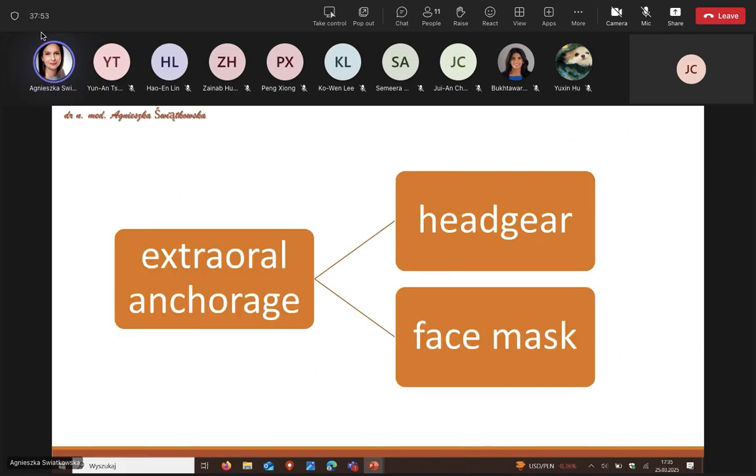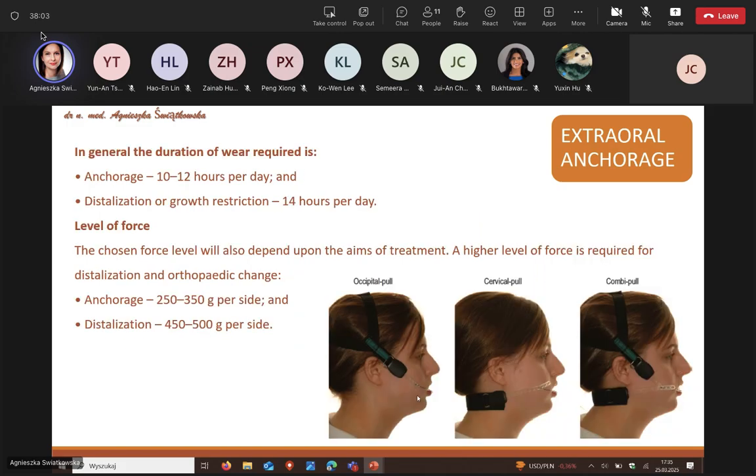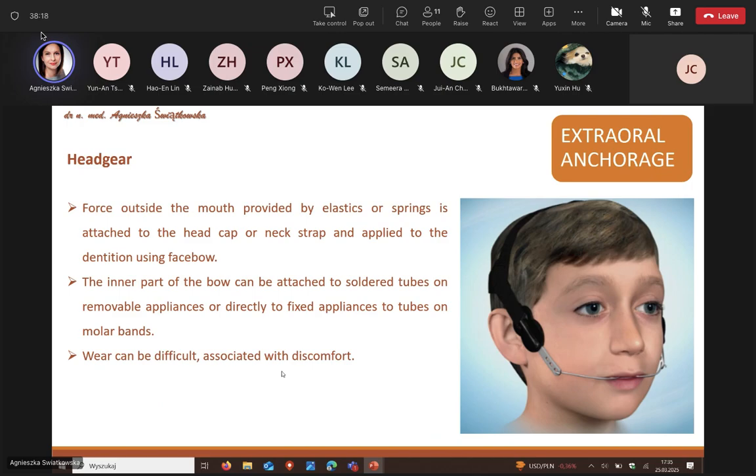Okay, extraoral anchorage, headgear and face mask. Headgear, as you see, this is high pull headgear. We have three kinds of headgear: high pull headgear, low pull headgear, also called cervical pull headgear, and combi headgear. So it's a combination of both kinds of headgear. Okay, so here we have elastics, and here is the face bow.